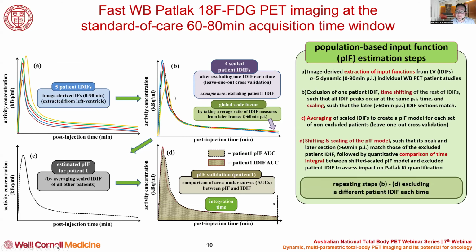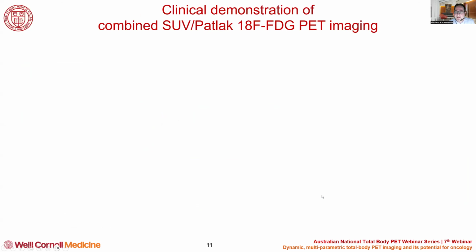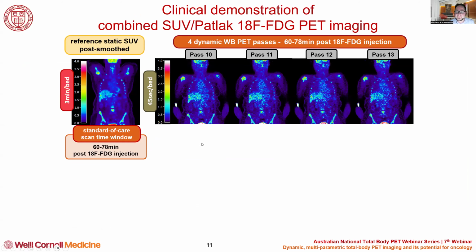And by repeating steps B, C, and D for different patients, we can actually scale that model to each patient prospectively and reduce the total scan time from 1 hour, 90 minutes down to 20 or 15 minutes. Here's a clinical demonstration of the first scan that we had performed with this method. This is a traditional SUV scan. You can see obtained after 60 minutes post-injection with FDG.